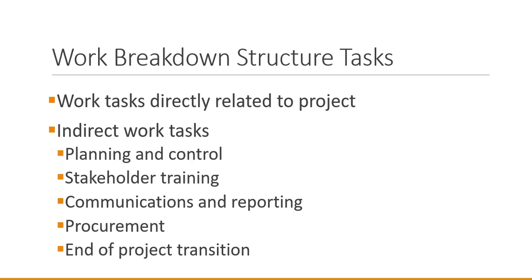In developing the work breakdown structure, it's important to be comprehensive in thinking about the tasks required for a project. The obvious type of task is the task that's directly related to the project itself, whatever the product or service is that we're providing to the community. But in addition to that, we also need to keep in mind the indirect work tasks, which relate to the management and administration of our project.